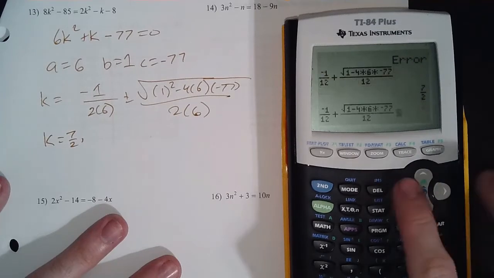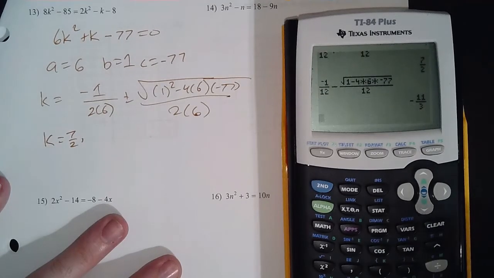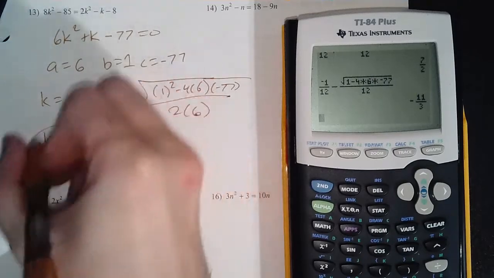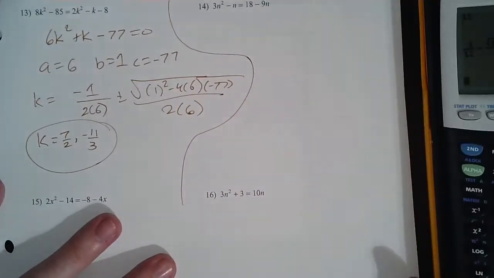And we get negative 11 over 3, obviously. Easy peasy. All right, let's do the next one.